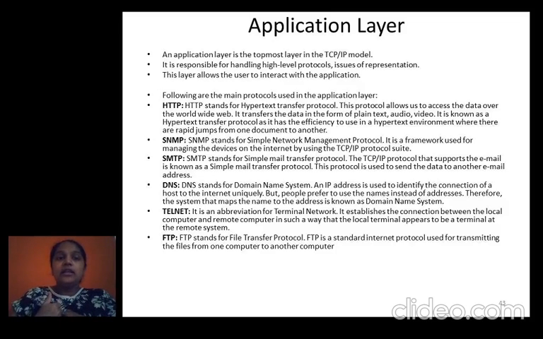Next is DNS. DNS is the domain name system. It maps the names to the addresses of systems in the network. Next, Telnet and FTP. You know why we use Telnet? Basically, Telnet is a terminal network, and it is established to have a connection between local computers and remote computers. You know that because we widely use Telnet. And next is FTP, the file transfer protocol, which helps us transfer files from one computer to another computer. So these are the protocols used in the application layer.